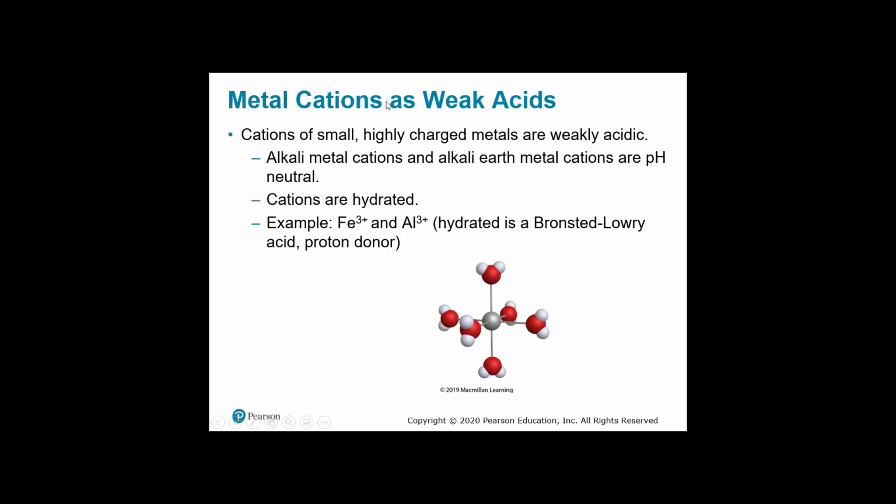Okay, so now let's look at that. Metal cations as weak acids. Cations of small, highly charged metals are weakly acidic. Alkali metal cations and alkaline earth metal cations are pH neutral, so we're talking about group 1 and group 2. They are neutral. Cations that are hydrated, though, can be weak acids. An example would be iron 3 or aluminum 3. When hydrated, they act as a Bronsted-Lowry acid, a proton donor, which I'm going to explain.